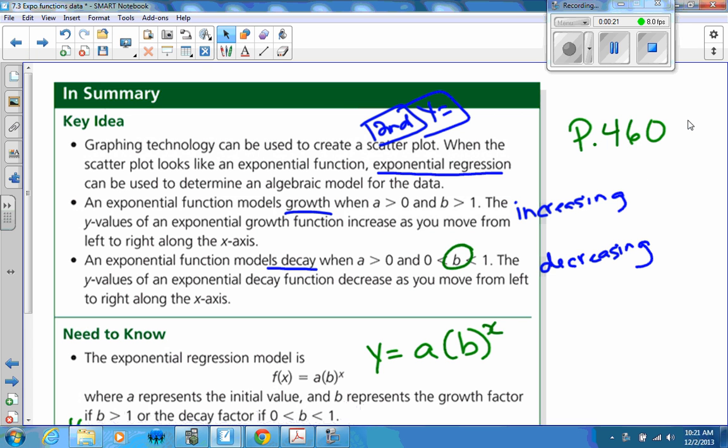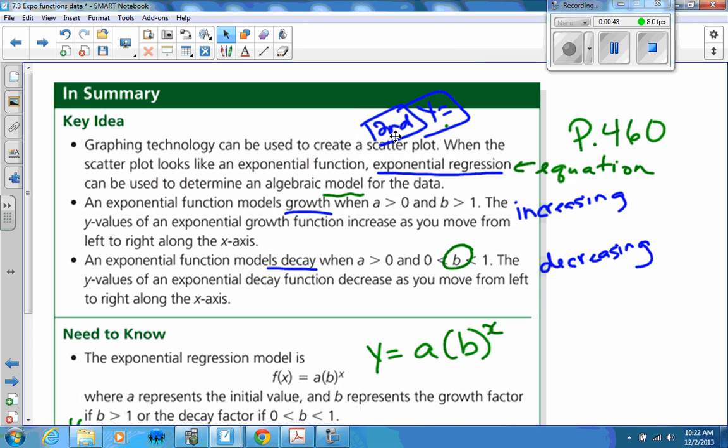Graphing technology can be used to create a scatter plot. That's just your second function, Y equals. Just hit enter, and then it'll show you little dots. If the scatter plot looks like an exponential function, then you can use an exponential regression, which is an equation, to determine the model for the data. So if it's asking for the model, it's really asking for the equation of that graph.